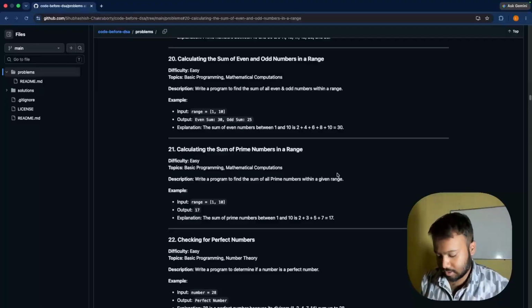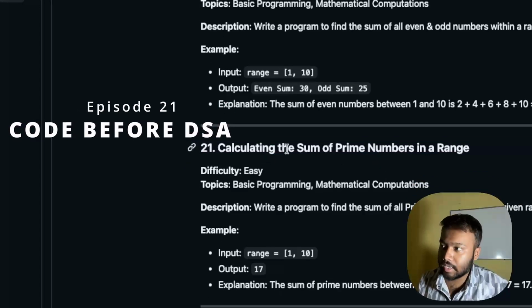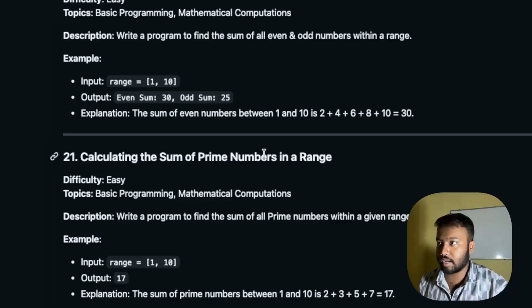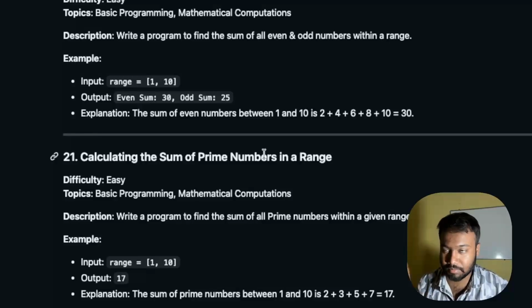Alright, so let's get started with the problem for this episode, which is problem number 21, and it is calculating the sum of prime numbers in a range. I think this is the third time we are mentioning the prime number concept in this series.